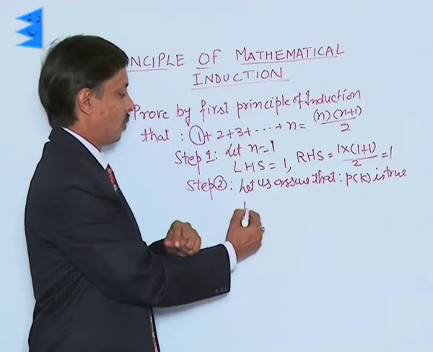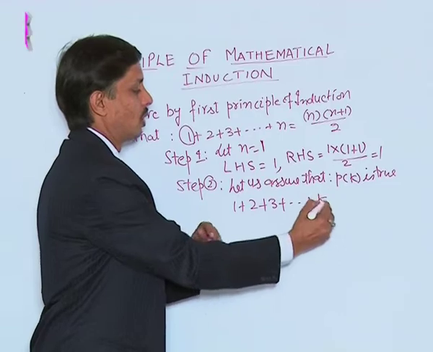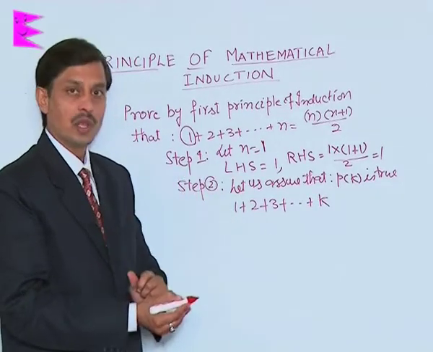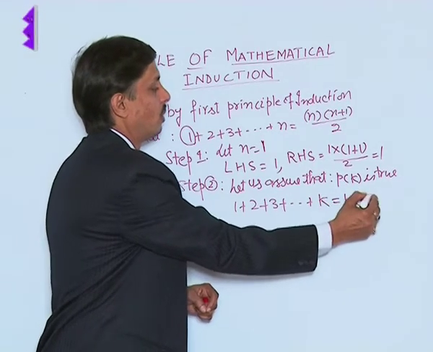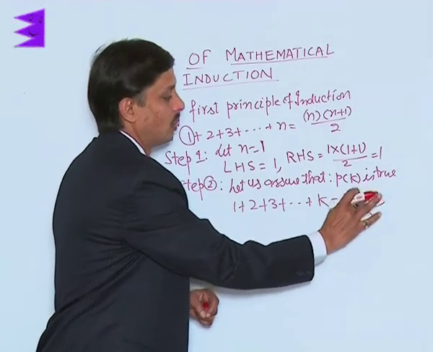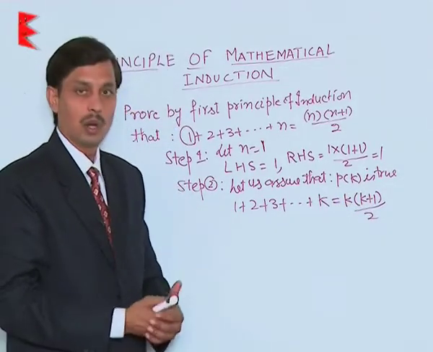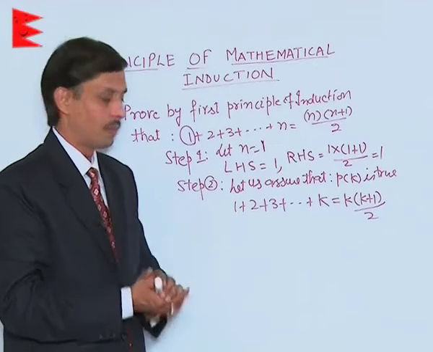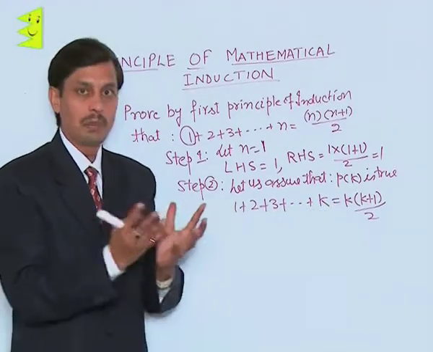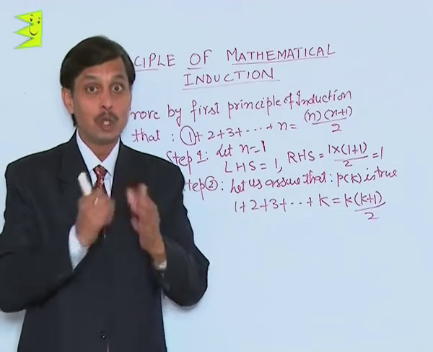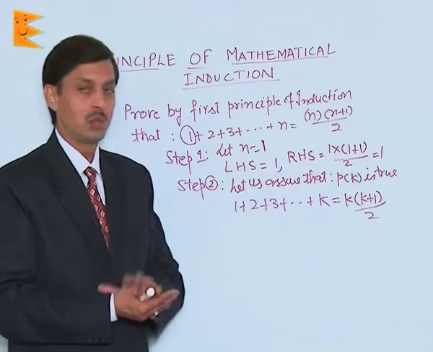Meaning, by 1 plus 2 plus 3 plus dot dot dot, in place of n we have to put k, and the result is equal to k into k plus 1 upon 2. So ultimately what is coming out? The outcome is 1 plus 2 plus 3 plus dot dot dot k is equal to k into k plus 1 upon 2, which is the assumed step. In this step we have assumed that the result holds true at n is equal to k.